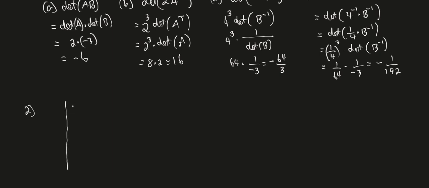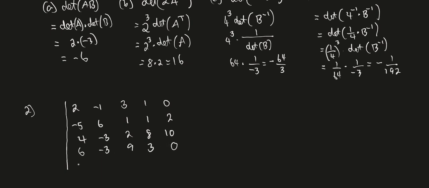Right, so it's going to be 2, -1, 3, 1, 0, -5, 6, 1, 1, 2, 4, -3, 2, 8, 10, 6, 6, -3, and then 9, and 3, and 0, and then 10, 1, -1, 0, 8, right?